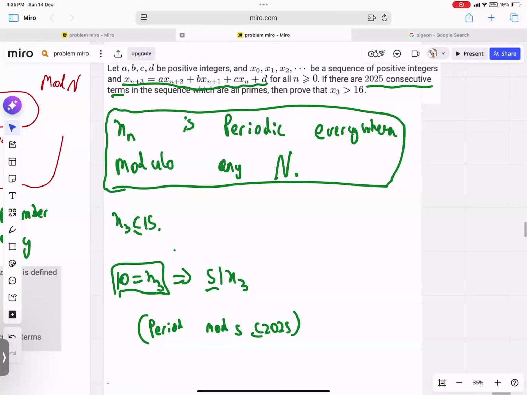Wait, why did you consider x3 to equal 10? No, this is just an example. So you'll see why the period is at most 2025.